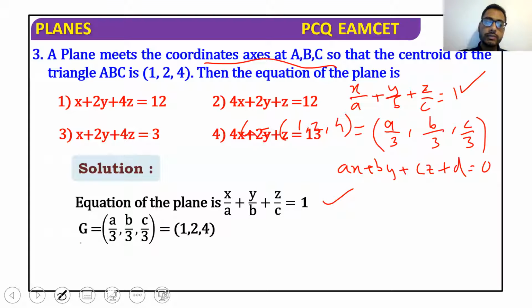Is there any doubt about why this centroid is a by 3, b by 3, c by 3? If there is any doubt, let me know in the chat box so that I can explain where these values a by 3, b by 3, c by 3 came from. Okay, so Rutik is saying there's a doubt about where these values came from. Okay, so I'll explain.